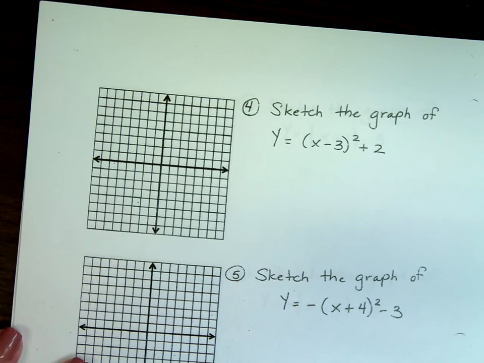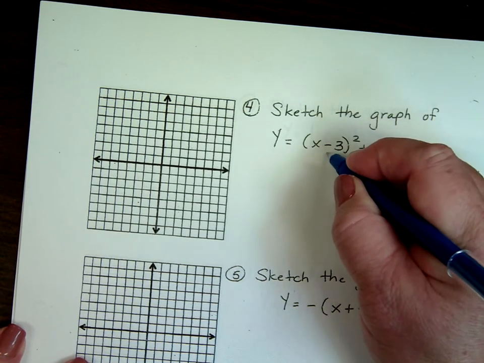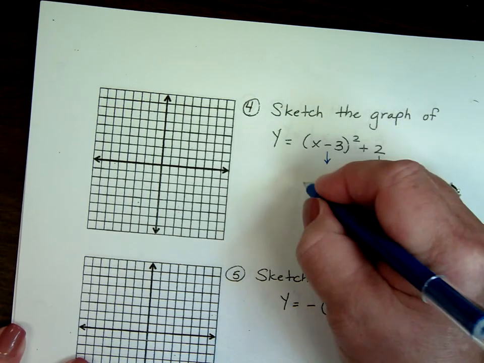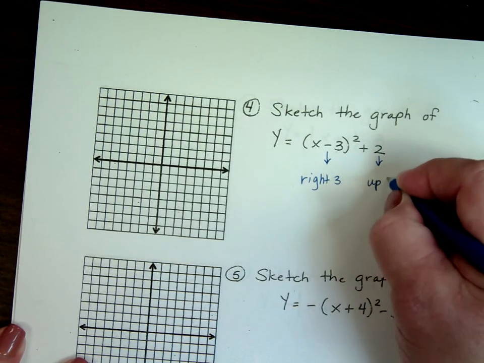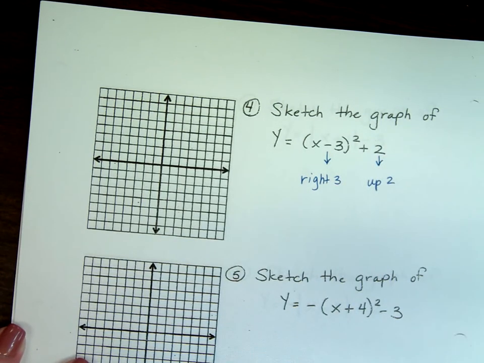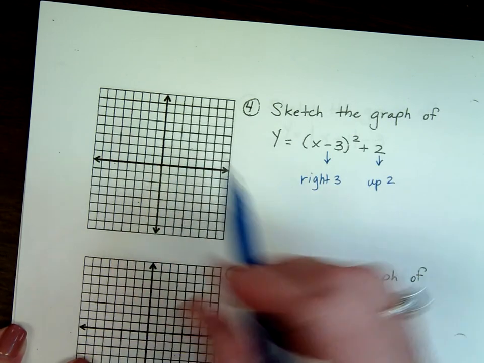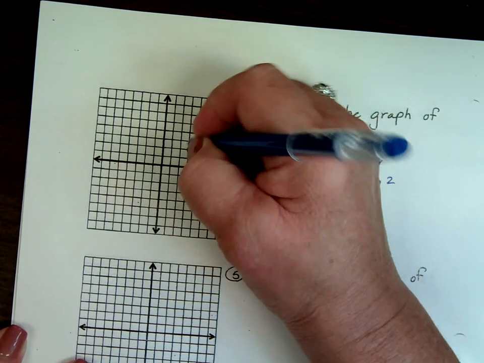Number 4. How's this thing moved? It's a parabola, squared. This part here tells you left or right. This part here tells you up or down. So I know that this guy has moved right 3 and up 2, positive 2. So I go where the vertex is. Was it 0, 0? I'm going right 3 and up 2, and now my new vertex is here. And so I just draw a happy parabola right at that location.